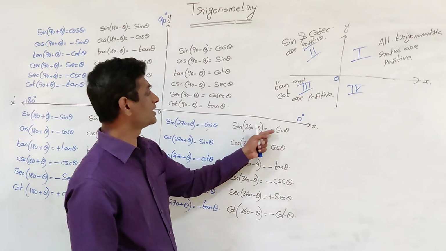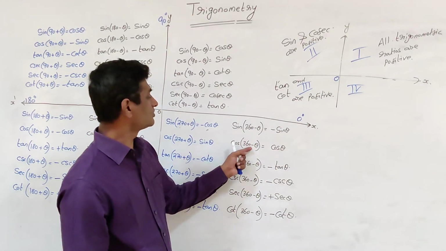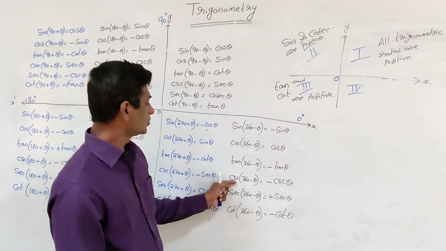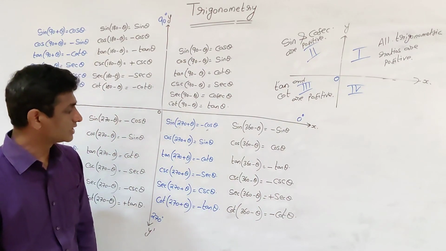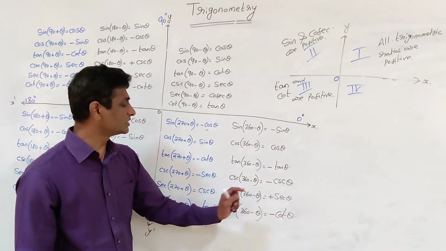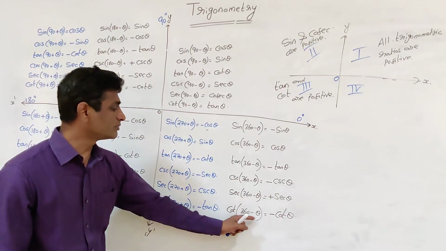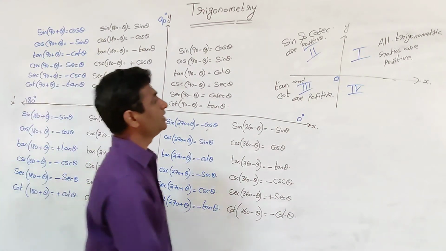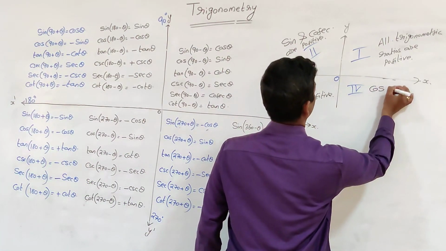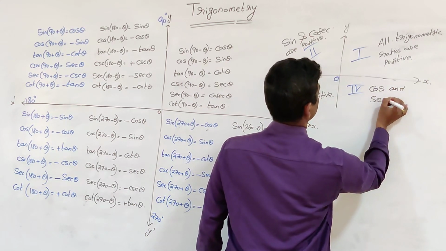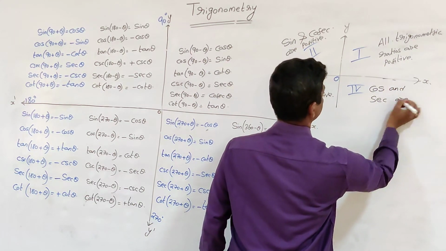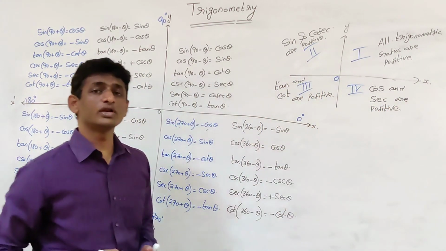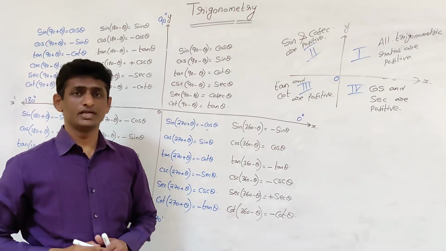And sin of 360 minus theta is minus sin theta, cos of 360 minus theta is cos theta, tan of 360 minus theta is minus tan theta, cosecant of 360 minus theta is minus cosecant theta, secant of 360 minus theta is plus secant theta, cot of 360 minus theta is minus cot theta. So in the fourth quadrant, only cos and secant will be positive, and the other four trigonometric ratios will be negative.